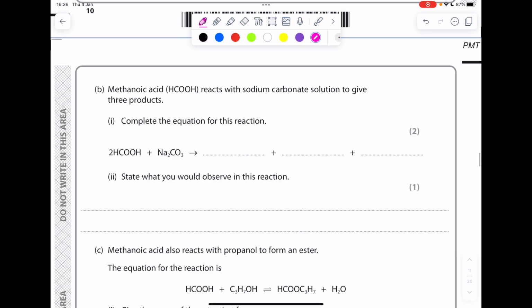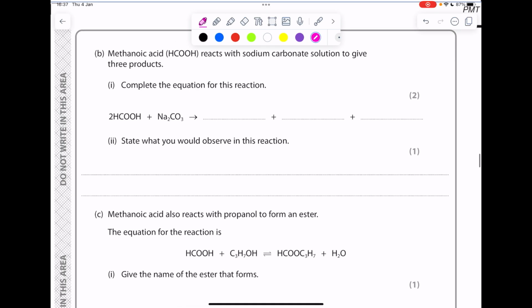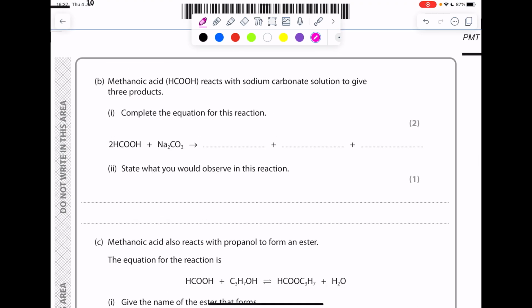Methanoic acid reacts with sodium carbonate solution to give 3 products. Complete the equation for this reaction. So we are going to make sodium methanoate. So just have a look at these ions here. That's the effective ion you have for the methanoic acid. Here's your carbonate ions and your sodium ions. So to write sodium methanoate, you're basically putting these 2 ions here together.